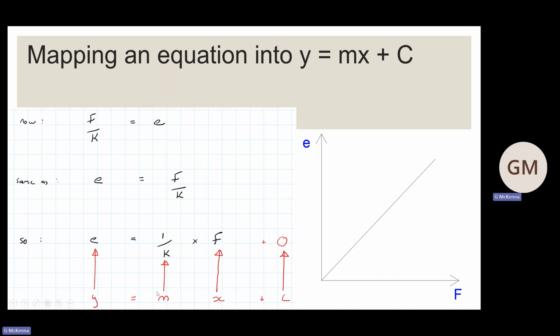for force. The gradient is now equal to 1 over k, a little bit different from our first worked example. So gradient is now equal to 1 over k. There is a value for c that happens to equal 0. And again, provided we haven't gone beyond that limit of proportionality, we do expect to get that straight line. And because c is equal to 0, it should pass through the origin. So again, if needs be, you can copy out the notes into your notebook.